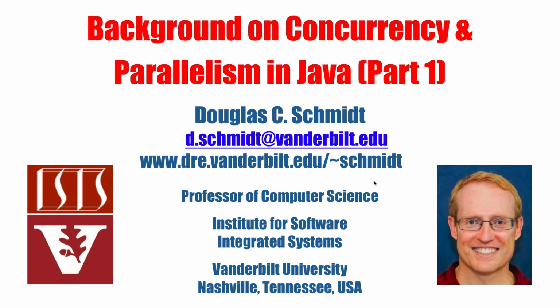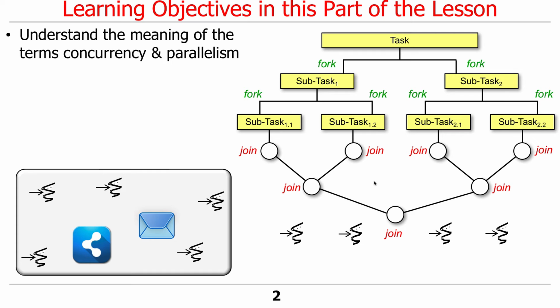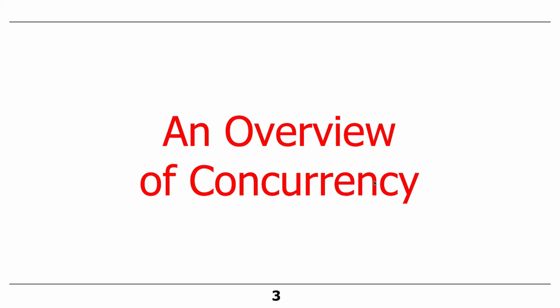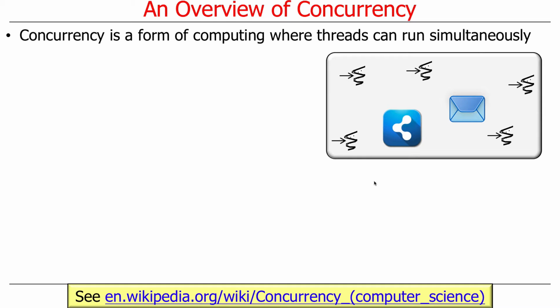So now that the course overview and logistics are out of the way, let's talk about some background on concurrency and parallelism in Java. I'll start out by giving you some definitions of the terms, and these are things that may show up on the quiz on Wednesday, which will be very short, by the way. So let's talk first about what is concurrency.